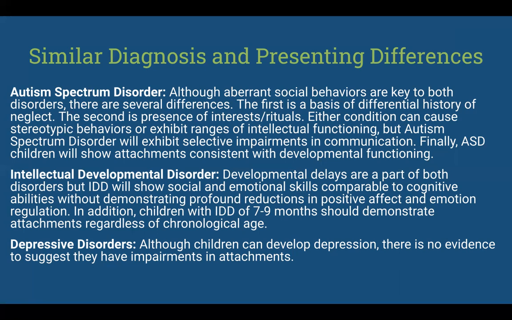Intellectual developmental disorders, developmental delays are part of both disorders, but IDD will show social and emotional skills comparable to cognitive abilities without demonstrating profound reductions in positive affect and emotion regulation. In addition, children with IDD of 7 to 9 months should demonstrate attachments regardless of their chronological age. Depressive disorders, although children can develop depression, there is no evidence to suggest they have impairments in attachments.